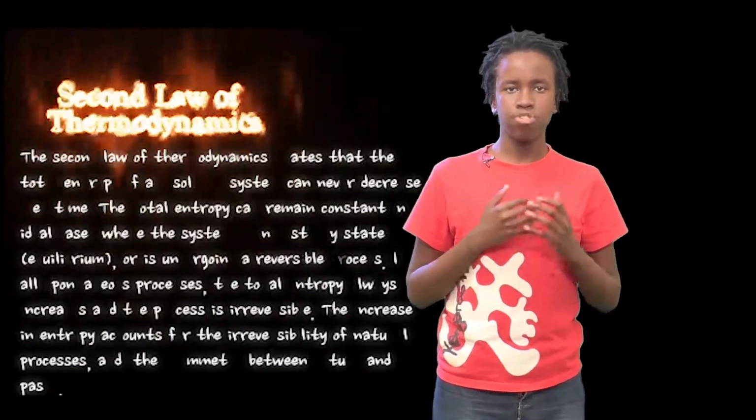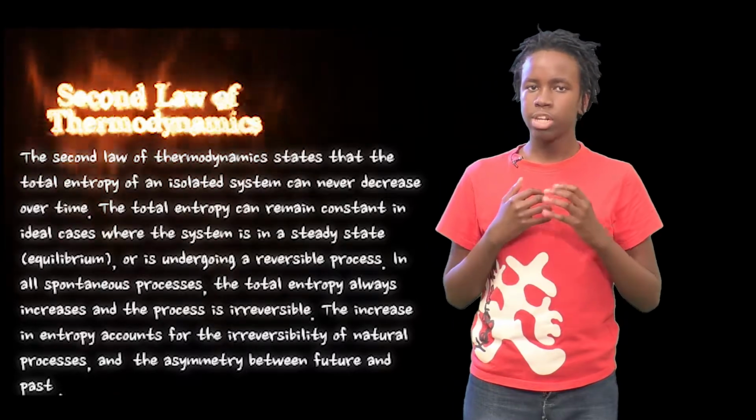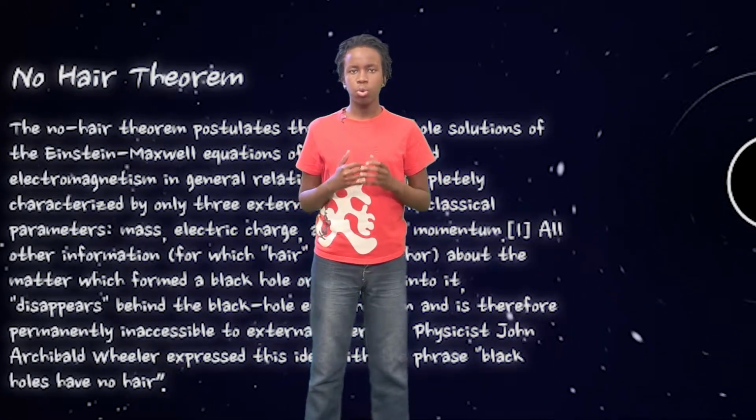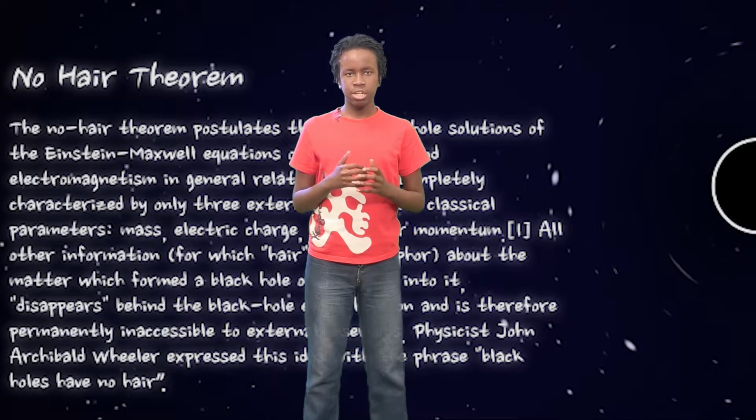This means that information should also obey the second law of thermodynamics, which states that entropy, and thus information, should never decrease over time. The problem is, this doesn't seem to be the case when it comes to black holes. You see, black holes obey a theorem known as the no-hair theorem, which states that an external observer can only determine a black hole's angular momentum, mass, and electric charge, and nothing else.